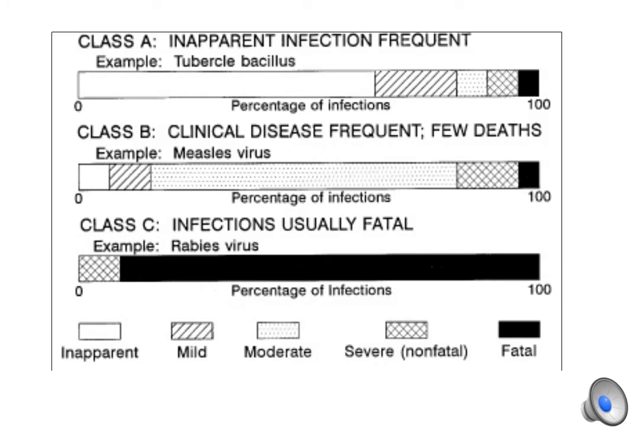When we talk specifically about the TB bacteria, we can see that a high proportion of the infections are inapparent, which is in the white bar, or mild, which is the hatch bar, and then moderate, which is the dotted bar, and then severe, and then fatal in the black bar. If we talk about measles, we can see that most people who get measles have a moderate infection, and some people again have a severe infection and die. And then rabies is almost always a fatal infection.